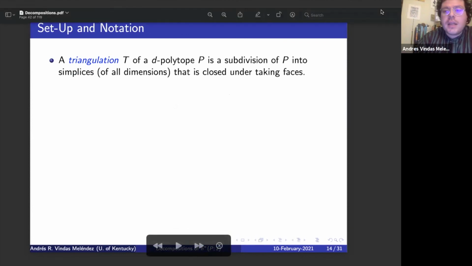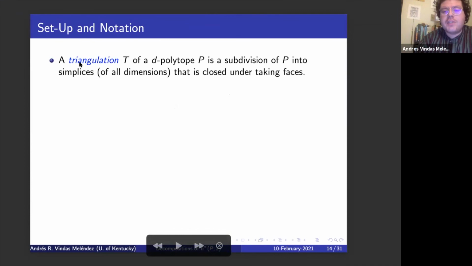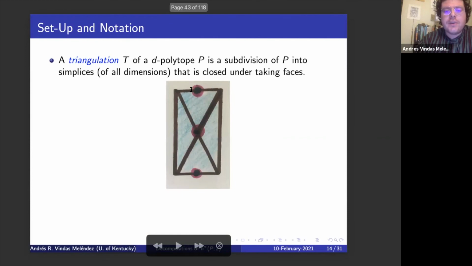Awesome. I'm going to say that a triangulation T of a d-polytope P is a subdivision of P into simplices of all dimensions that is closed under taking faces. I care about triangulating a polytope, and I'm counting all the simplices of every dimension. Here's a triangulation of the original example that I showed.